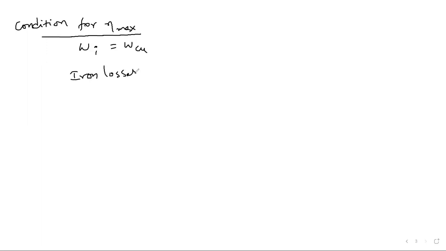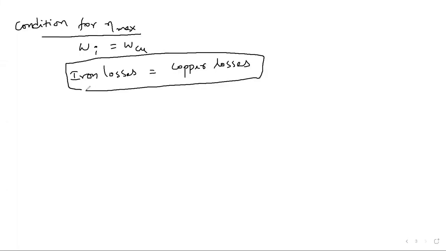Wi will be equal to WCU. This is your condition for maximum efficiency. Wi is nothing but your iron losses, and WCU is copper or variable losses. Whenever both losses are equal to each other, then the transformer will be at maximum efficiency.